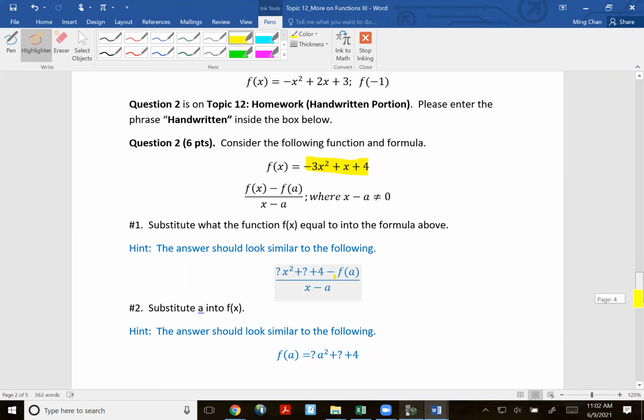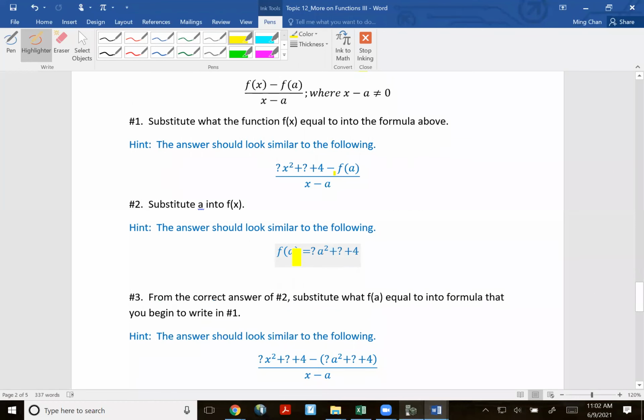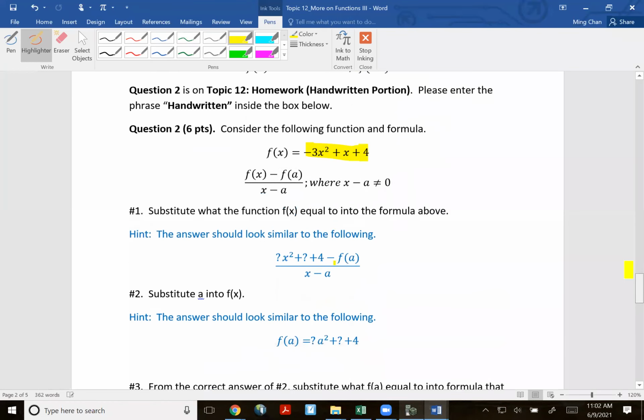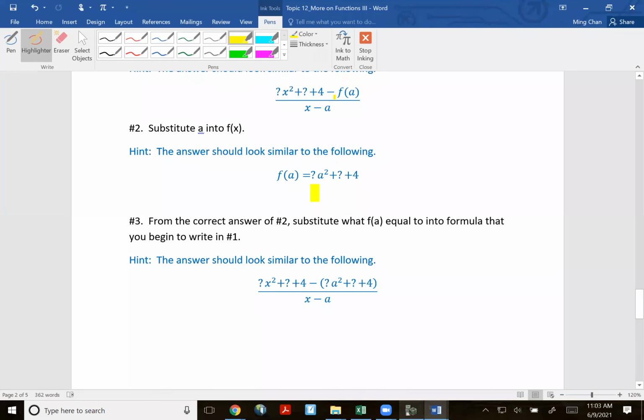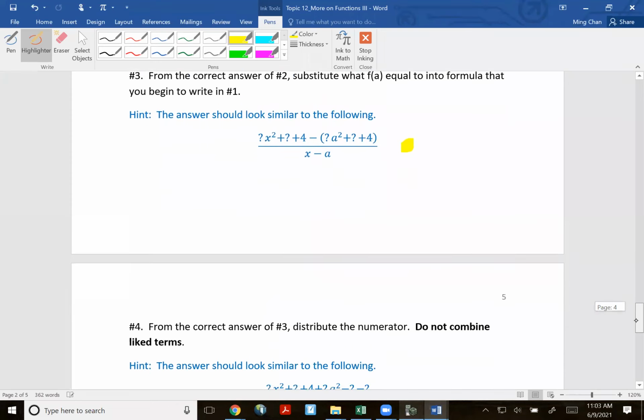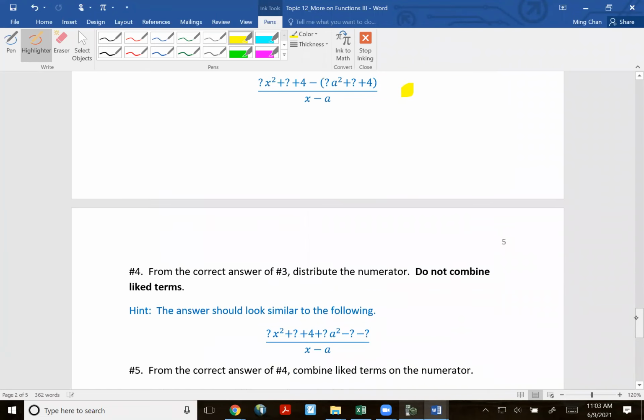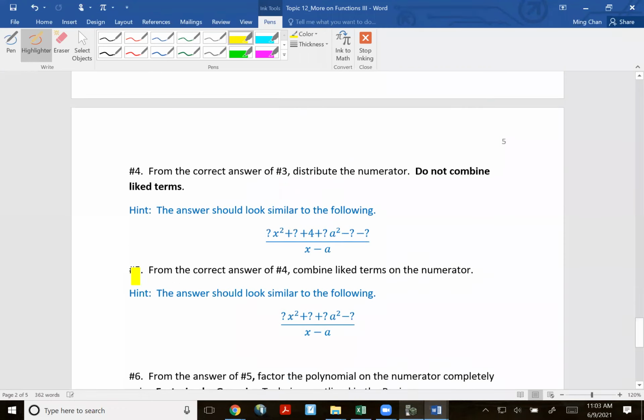Now I want you to do this on the side like I did earlier. What is f of a? Well, substitute a for x. Substitute a for x and write down what f of a is for number 2. Then once you know what f of a is, I want you to write it back into the formula like I show you with the parentheses. Then you will distribute. The negative 1 will do a distribution; bring all the terms to the outside first. Do not combine like terms. Then number 5, combine the like terms in the numerator.